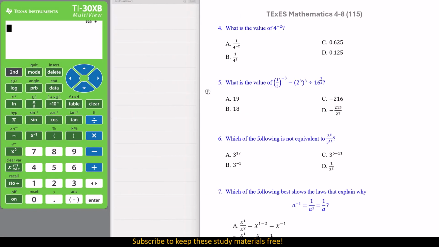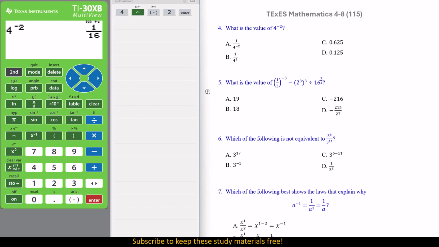Number 4, what is the value of 4 to the negative 2? Okay, if you know your properties, you already see which one is correct. But let's put in our given 4 to the negative 2. Push enter. Okay, I don't see anything here. I do see something that looks suspiciously like it, and that is B.